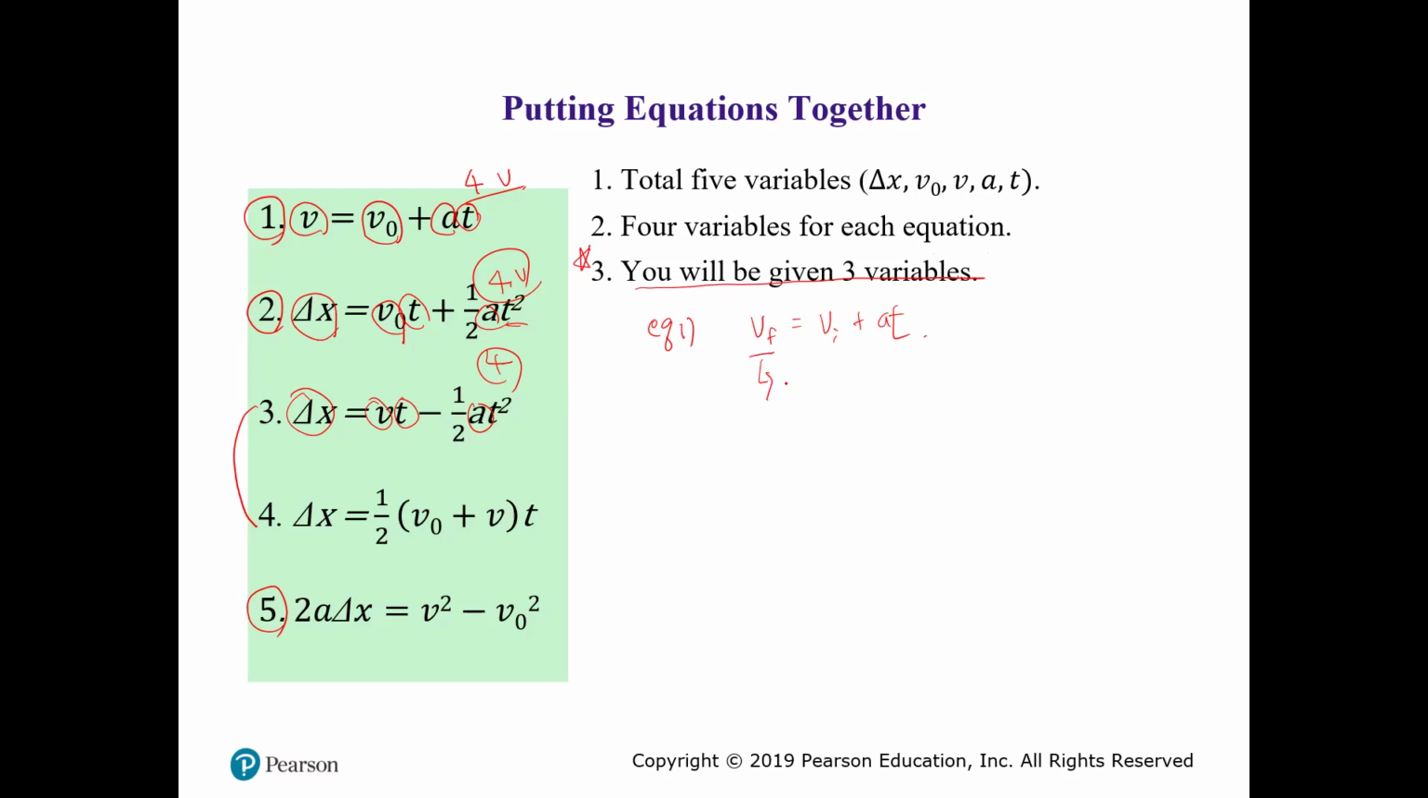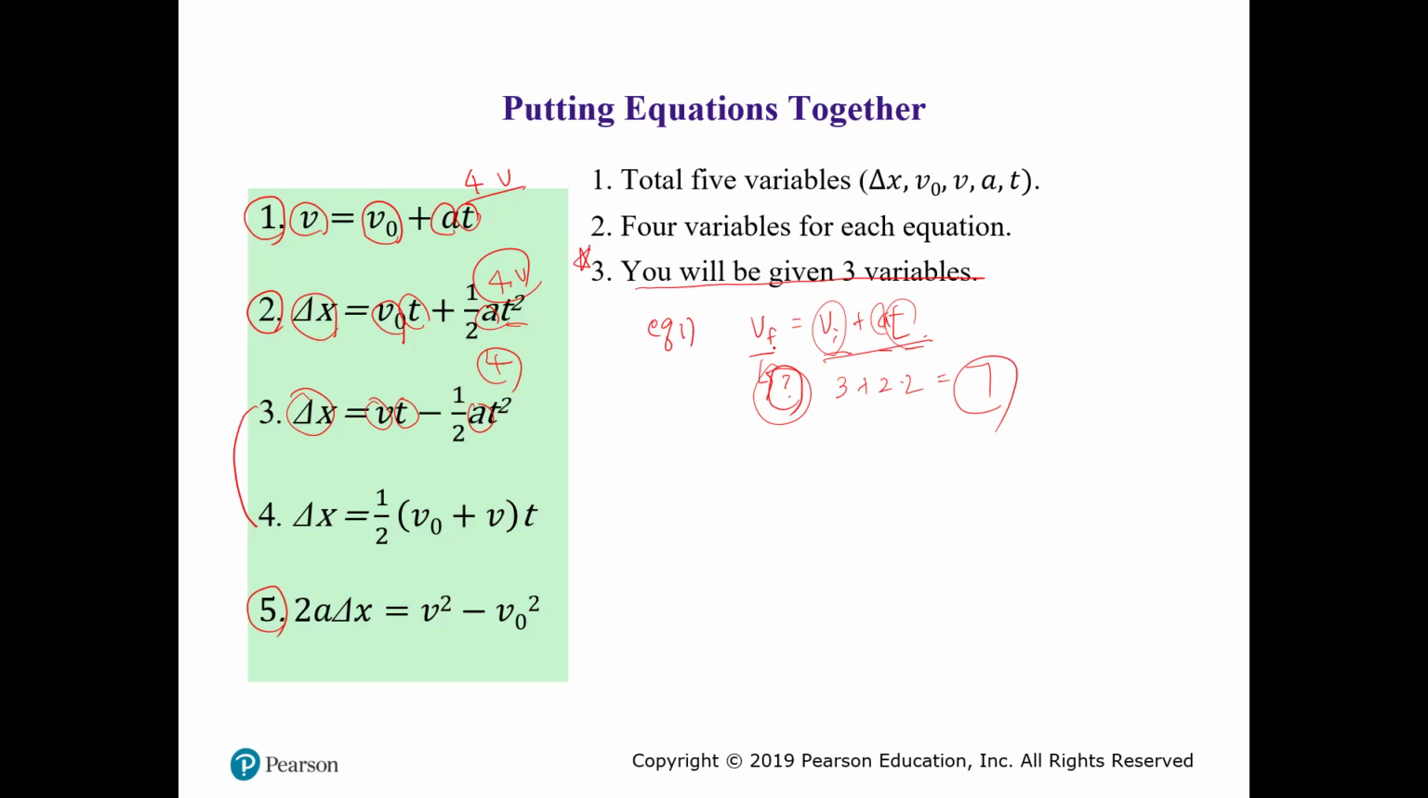The problem asks you to find what is v final. So in order to find v final, what do you need? You need a vi and a t. So if vi, a, t, these three values are given, you can find the v final, right? Because let's say this is a 3 plus 2 times 2. So then you can find the v final, 7, right?